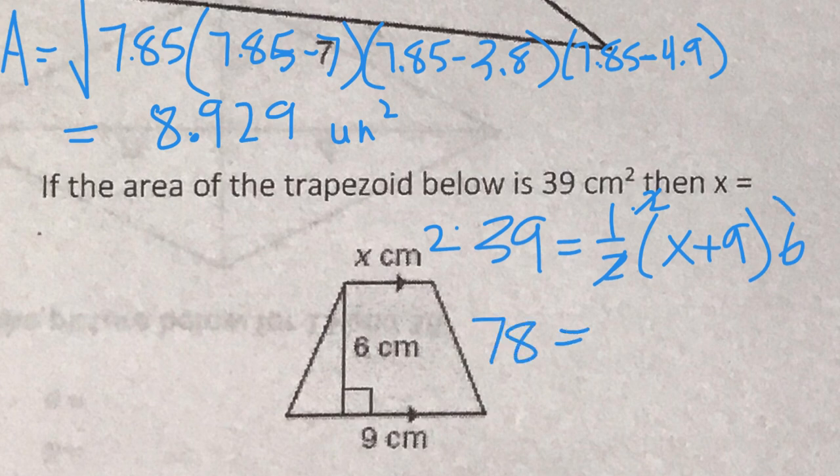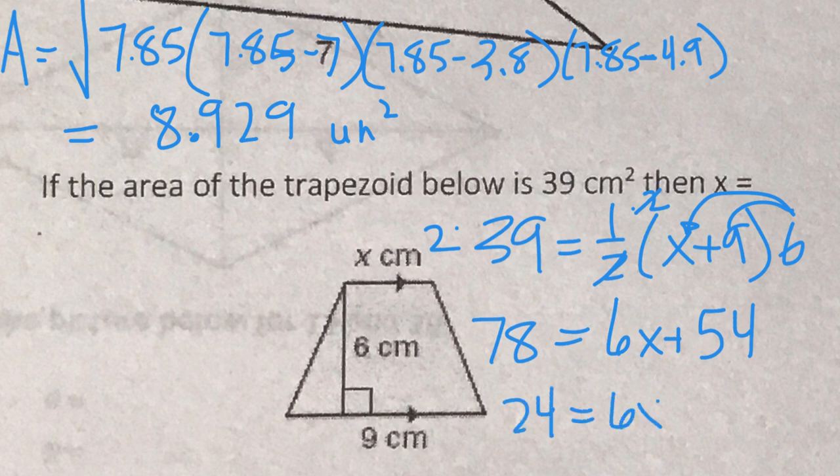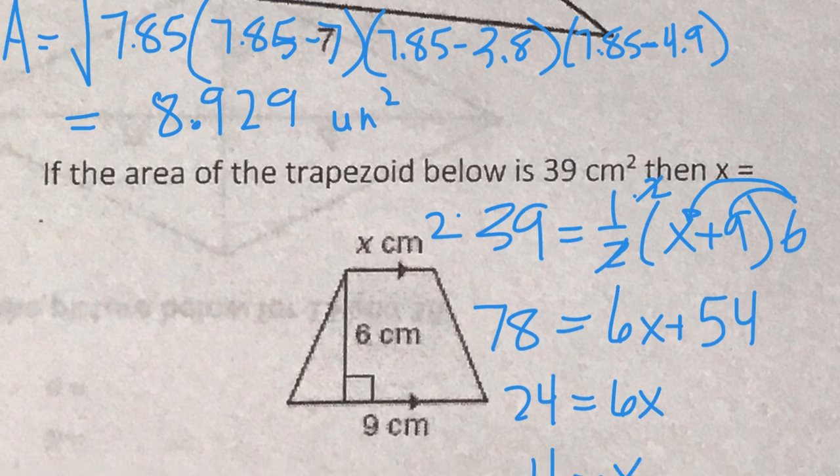And here we're going to distribute: 6x plus 54. So we're going to subtract 54 from 78. Right, and then divide both sides by 6. So I get an x value of 4.